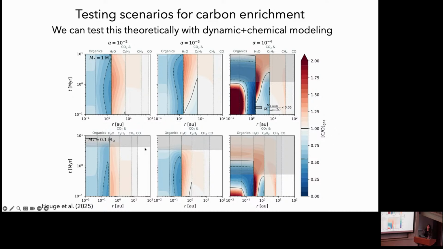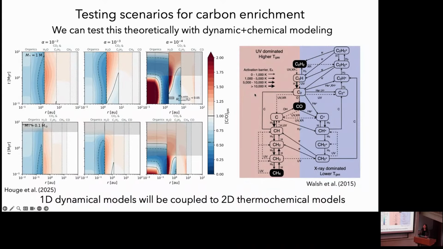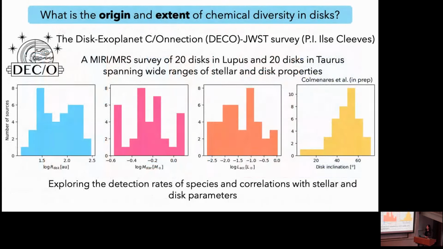The limitation of these models, though, is that they're only one-dimensional, and they don't go very far in terms of chemistry. They go up to C2H2. So what we're trying to do now is couple these with two-dimensional thermochemical models that can predict the speciation beyond the C2H2. And to answer the other part of the question, we also extended our survey. This is a follow-up of a large ALMA program that was looking to measure the C/O ratio in the outer part of disks. But now we can also measure it in the inner part of disks with JWST.